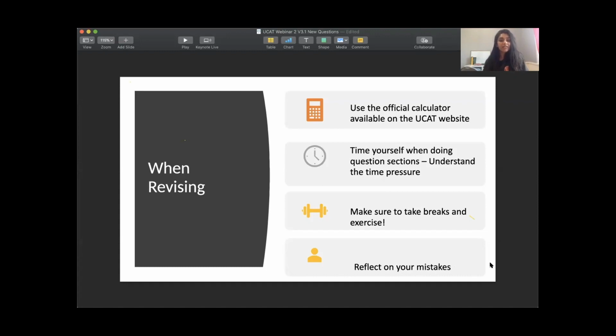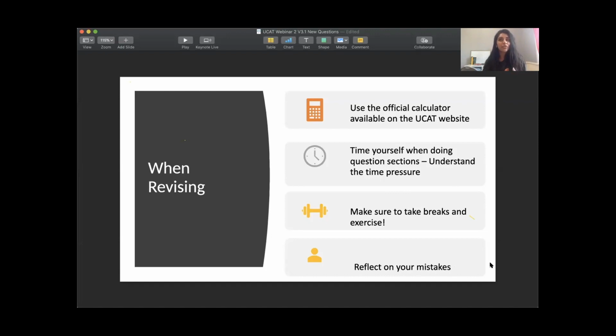Another thing I would say is definitely, as Rohan mentioned, practice with the online calculator, because it's so hard to use sometimes and it takes so long to get used to. I think those are my main tips.